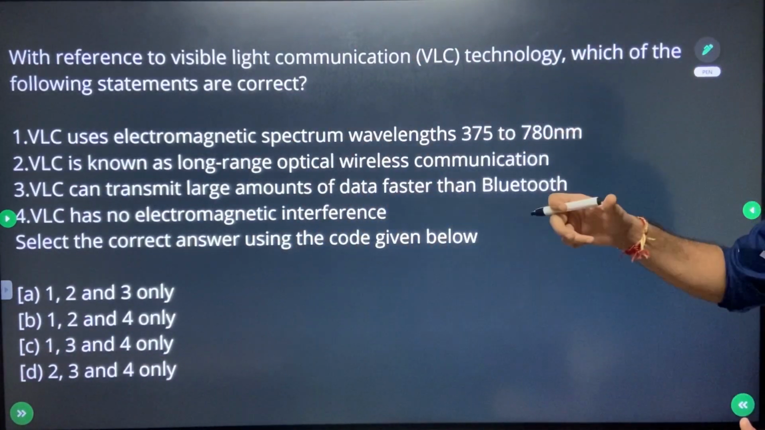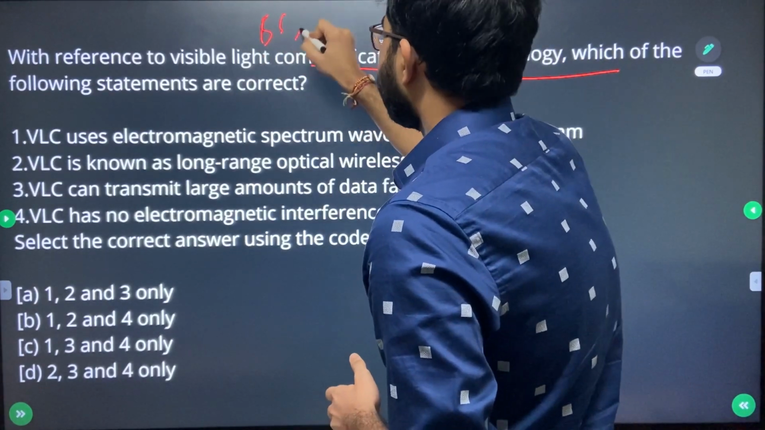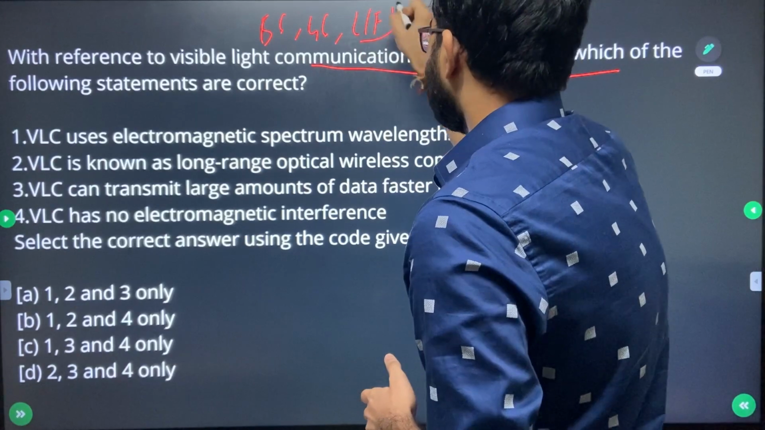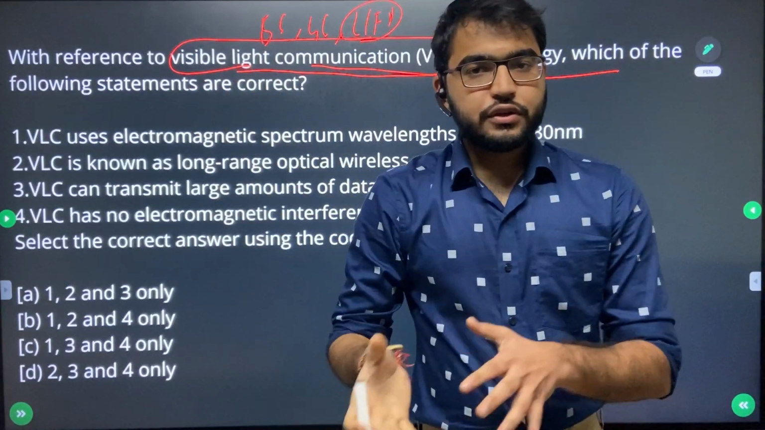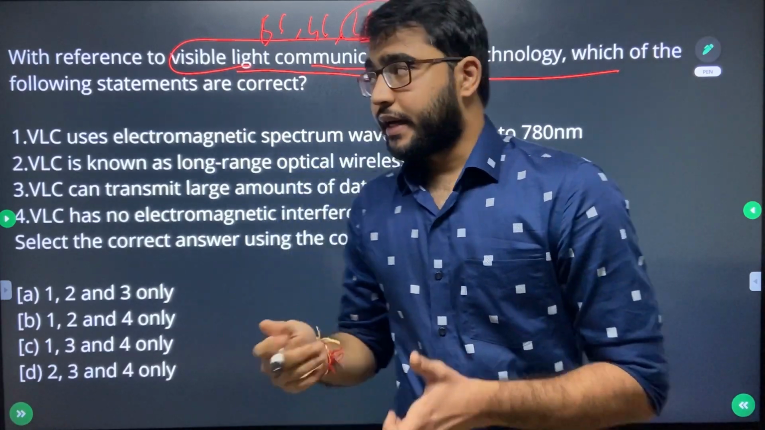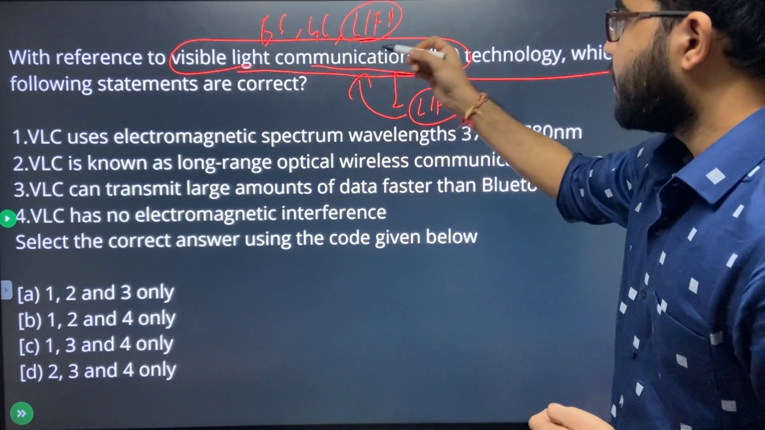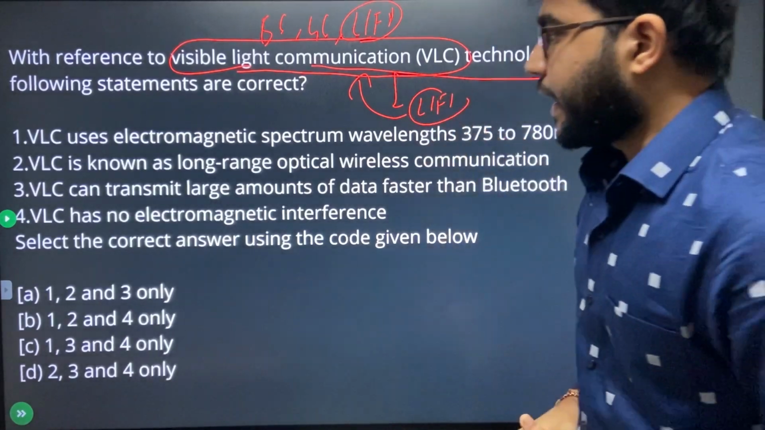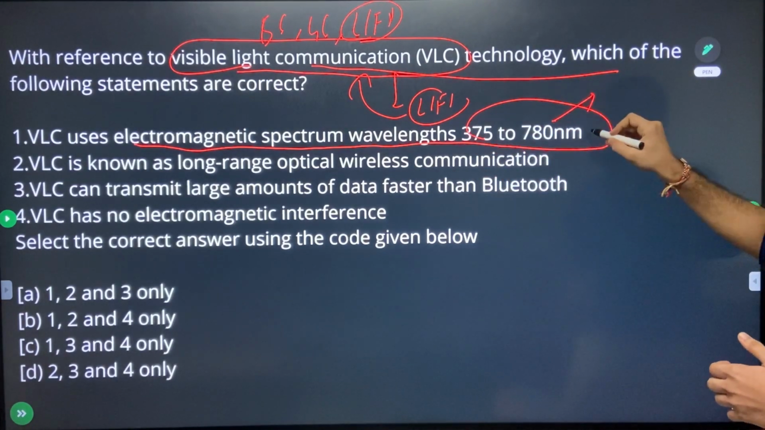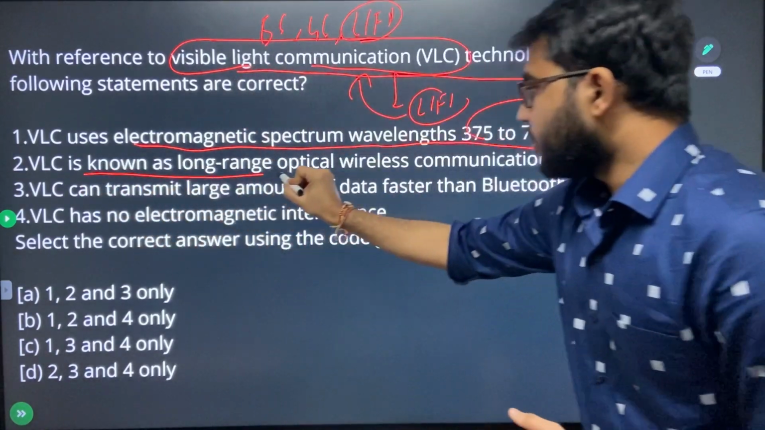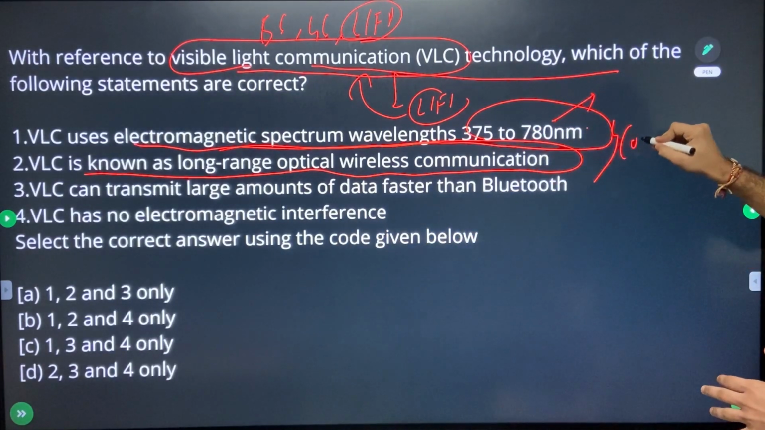The next question, with reference to visible light communication. Every year they ask one communication based question, be it 5G, 4G, Li-Fi. The previous year they asked a question on visible light communication. If you have gone through the newspapers and whatever important sources you refer to, magazines, you know Li-Fi technology. In Li-Fi, visible light communication technology is being used. So which of the following statements are correct? VLC uses electromagnetic spectrum wavelength 375 to 370 nanometer. Now, VLC is known as a long range optical wireless communication. So here you can see these both are contradictory statements.